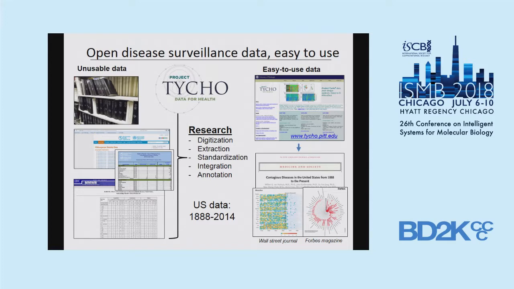And our research drove us through digitization, extraction, and standardization of these data sets into an easy-to-use, standardized, harmonized data set. We started this out with United States infectious disease surveillance data that started all the way back in 1888 and ran all the way to the current. At the time, we digitized and standardized everything from 1888 to 2014. That allowed us and many others to do new analyses that could not previously be done because the data were so diverse and also in formats that could not be used.